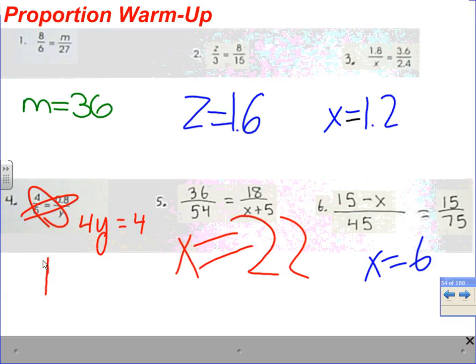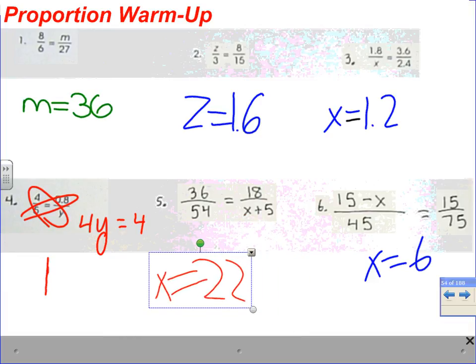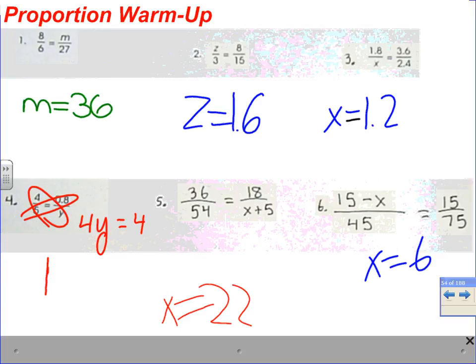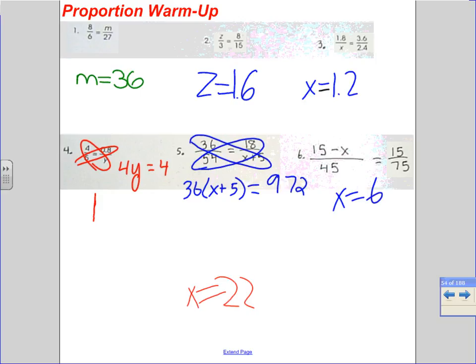Anyone else? Questions? Jeremy? Number 5, how would you get 32.5? Is that what you just said? The answer is 22, not 22.5. Okay, no. That's why. You got to use cross products. So let's multiply these first. You have 36, and then in parentheses, x plus 5. Did you not set it up that way? Equals 54 times 18 is 972. Did you watch the video from Friday? Okay, you probably didn't because you were finishing your test Friday, so you need to watch that video.